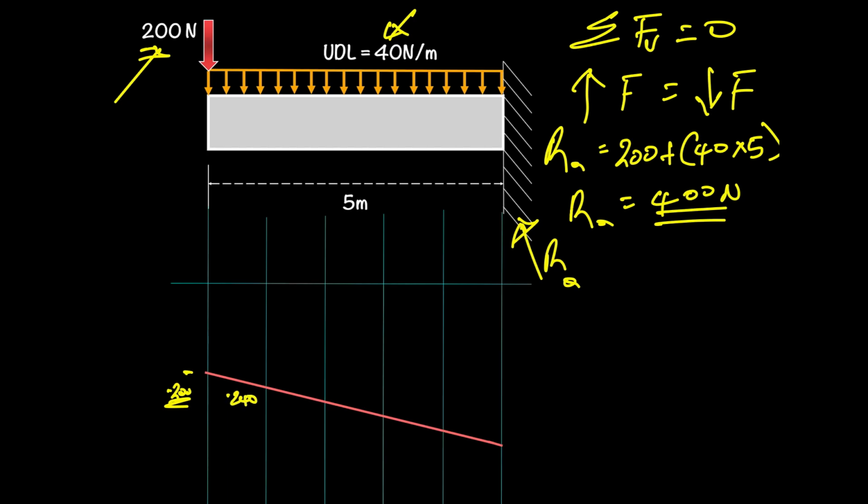And then we go to the next point, that's negative 280. Keep going, that's negative 320. And it will go down all the way until we get to this negative 400 right there at the end. And that would make perfect sense because our reaction is actually 400 newtons.